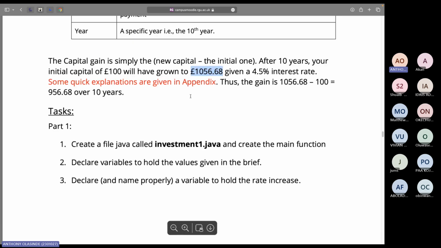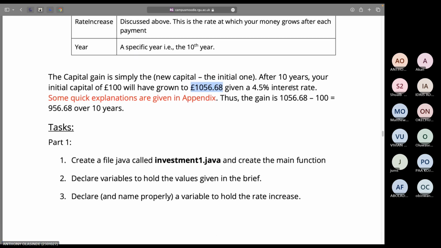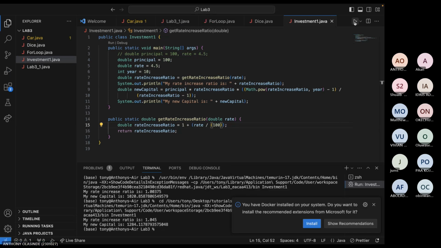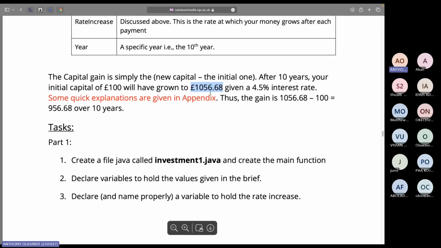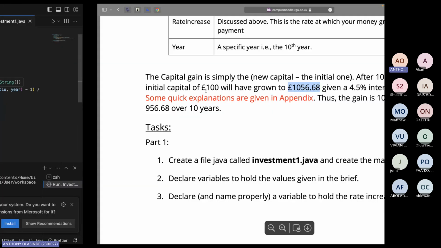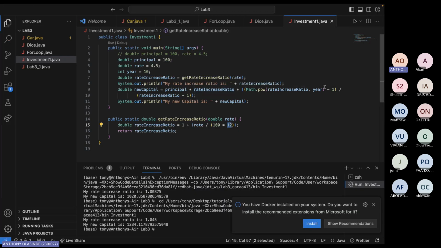Something else is up somewhere. No. 4.5. Yeah, we use 4.5. Hold on a minute. No, there's no one. Too much. So our rate increase ratio is correct, but the new capital is not correct. The new capital is not correct.